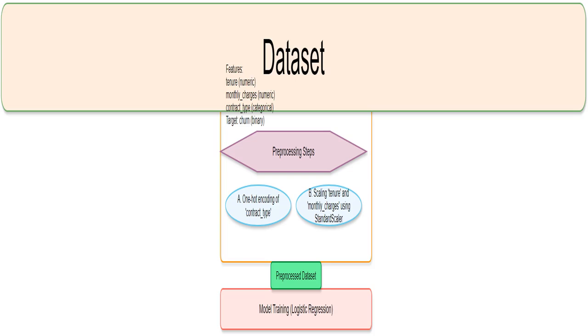I'm working with a dataset containing information about customers, including their tenure, how long they've been customers, monthly charges, contract type, like month to month, 1 year, or 2 year, and whether they churned, stopped being a customer. This is typical data for a customer churn prediction problem. Let's build a model to predict churn.